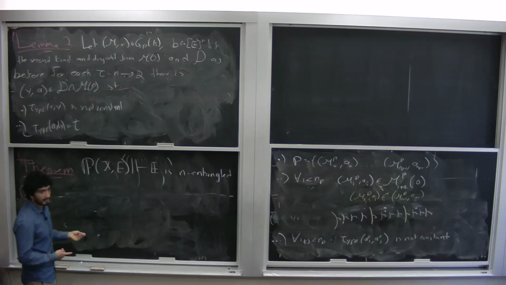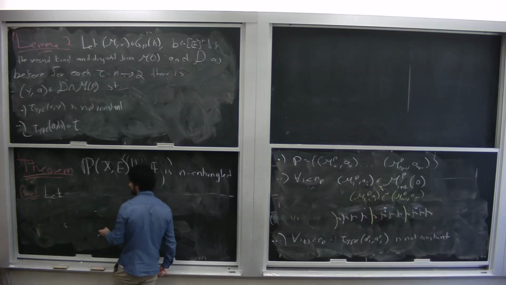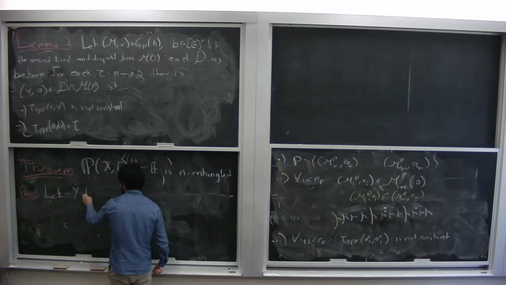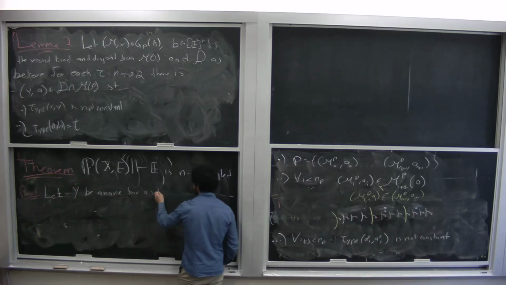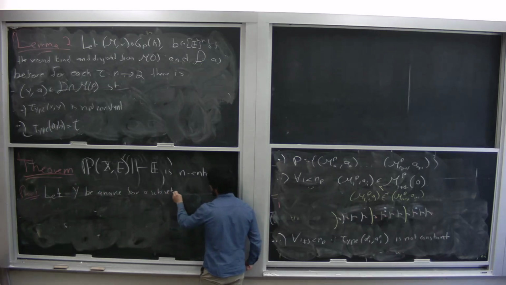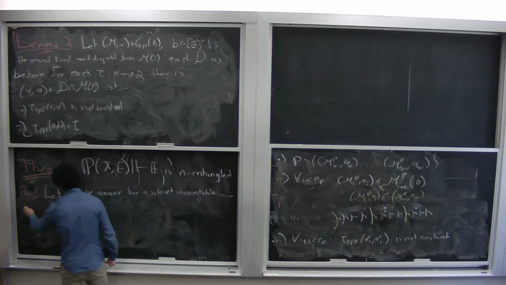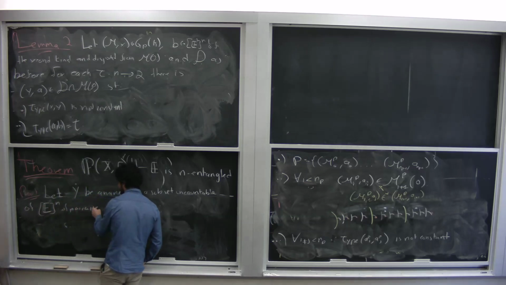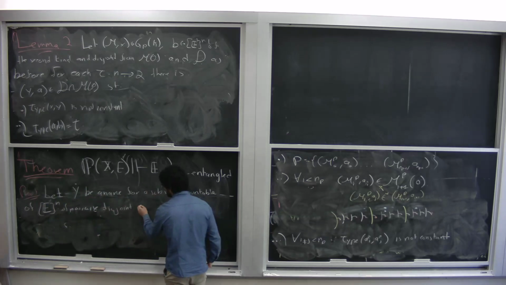So we take a name for a subset of E. Let Y prime be a name for an uncountable subset of E to the n of pairwise disjoint sets.